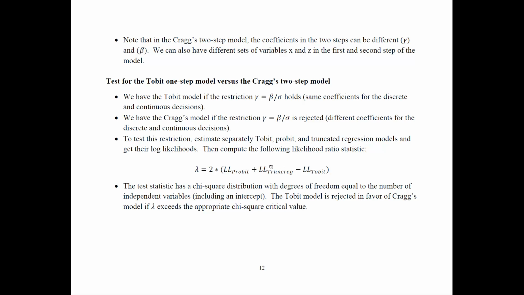So again, if the log likelihoods are kind of similar between the Tobit and the Probit and the truncated put together, then we're okay with the Tobit. If not, then we should go ahead with the two-step model. But the two-step model again has the advantage of using not only different variables, but it could also show different effects or different coefficients.